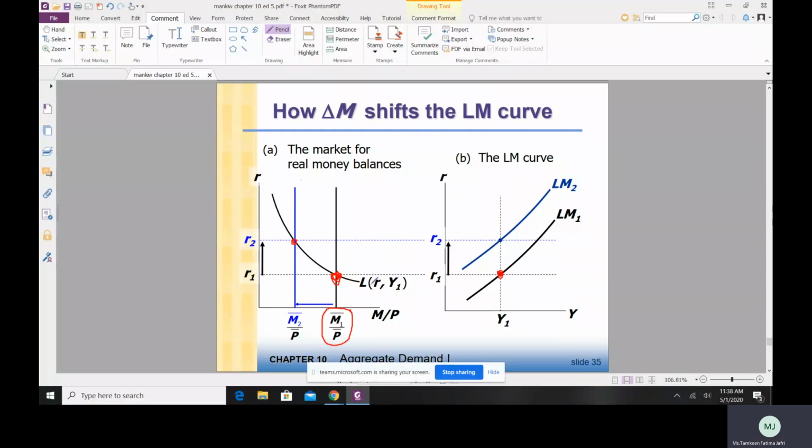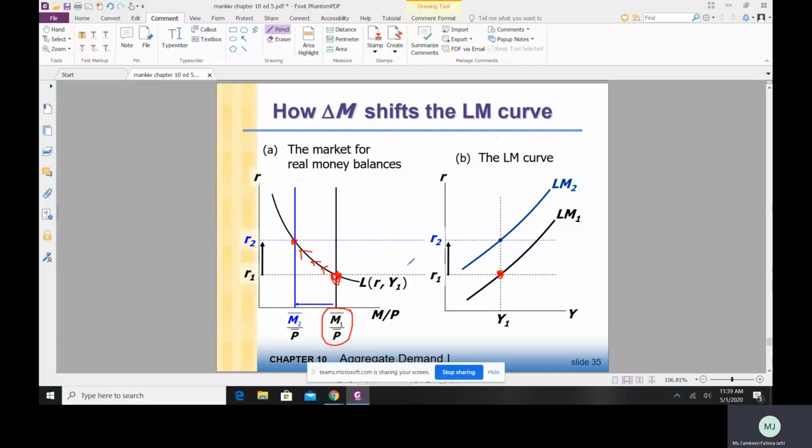Okay, so you can see that at R1, now what will happen is that real money supply is less and demand is more. The supply of money is less, its demand is more. So what will happen to the interest rate? This will put an upward pressure on the interest rate, and the process continues until we reach R2.